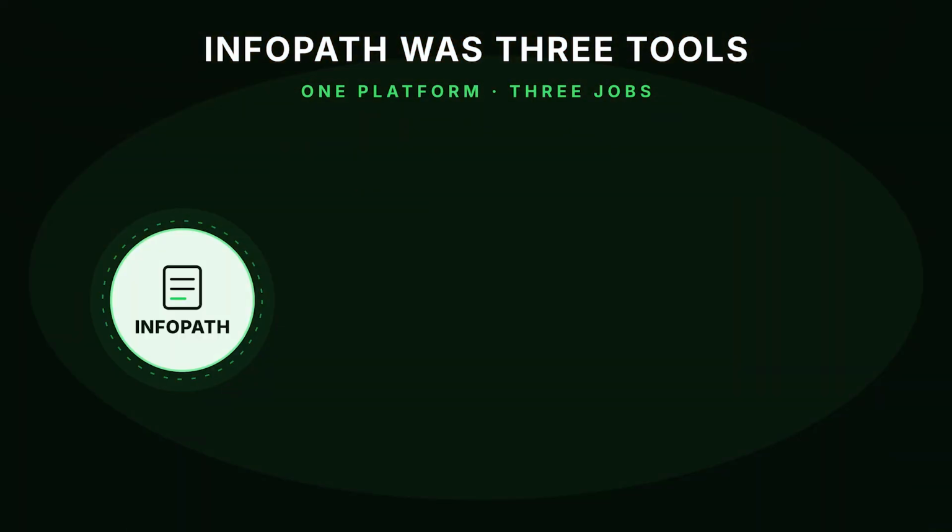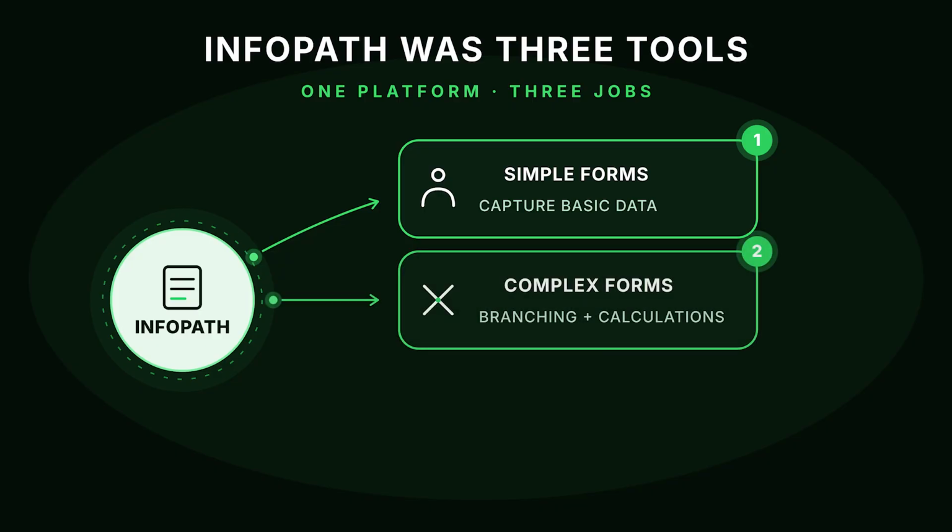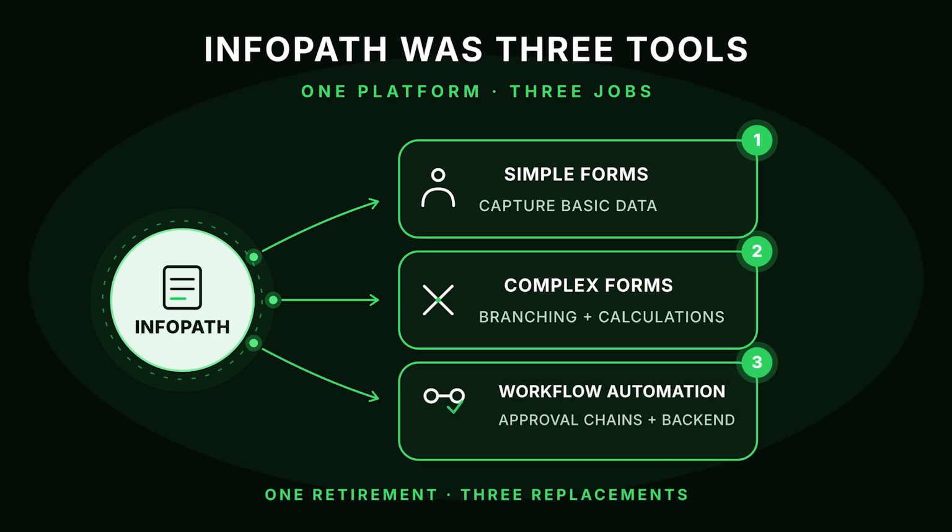But InfoPath was not doing one kind of work. InfoPath was actually doing the work of 3 different tools in your environment. Simple data collection forms that just capture contact information or basic requests. Complex conditional forms with branching logic, calculations, and multi-step approvals. Workflow automation that routes documents through approval chains and updates back-end systems. Each type requires different technical approaches, different development effort, and different ongoing maintenance.